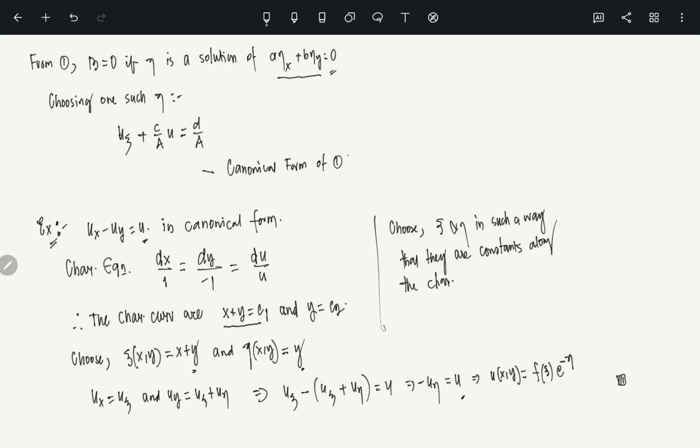Once we do that, you reduce it to ux and uy, put in the values of ux and uy, and you get your simplified version, which here looks like this. Of course you can easily solve it, and this is your solution. This is the way you solve these equations and find solutions, by reducing them to a much simpler form. With this we are going to end this video.